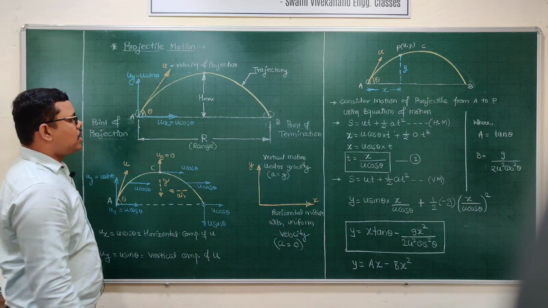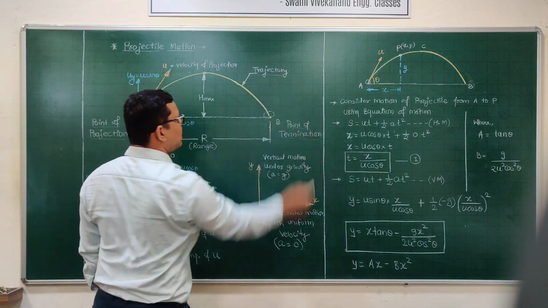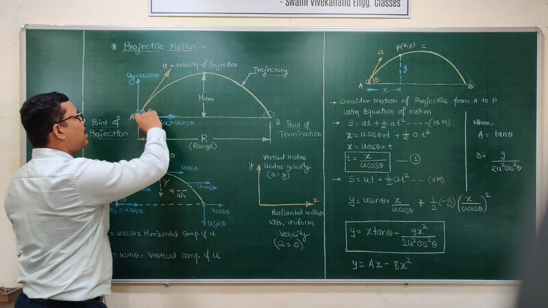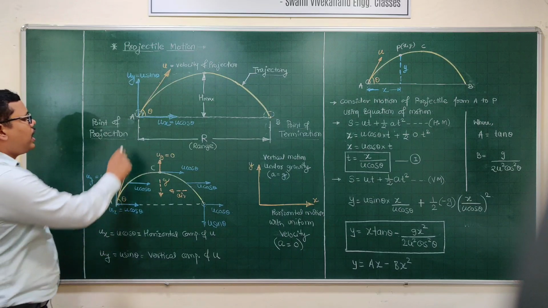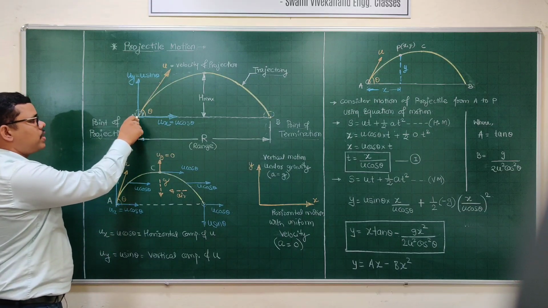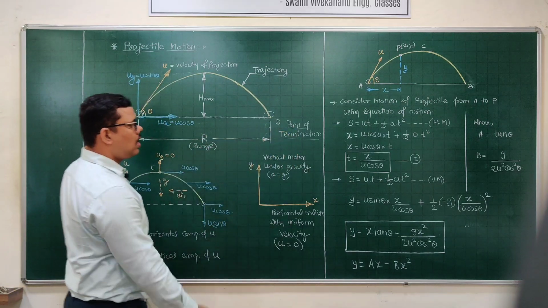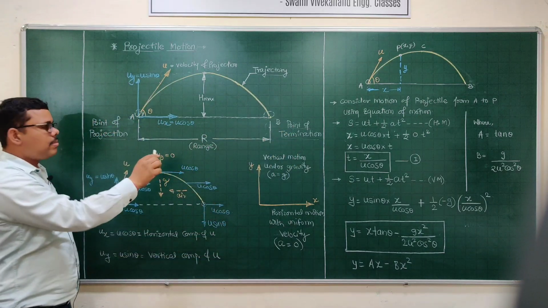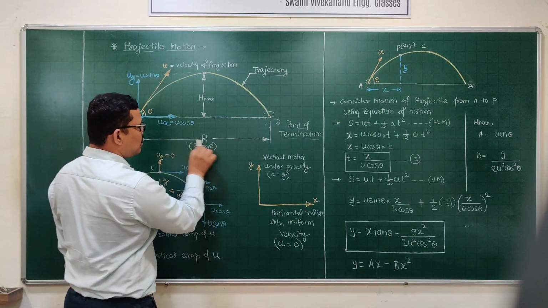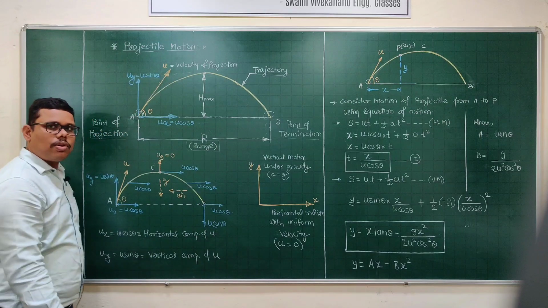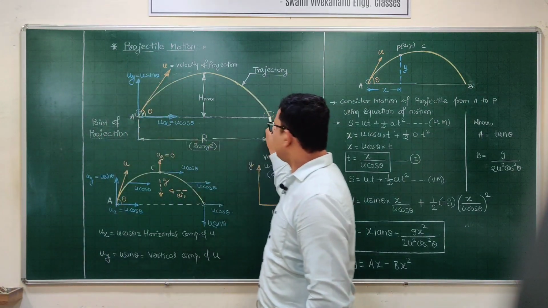And during this process, the path followed by this projectile is called a trajectory. So trajectory is the path followed by this projectile. Further, from point A, this projectile is projected in space up to point B, that is the point of termination. The horizontal distance between the point of projection and the point of termination is the range. So range is the horizontal distance between point A and point B.